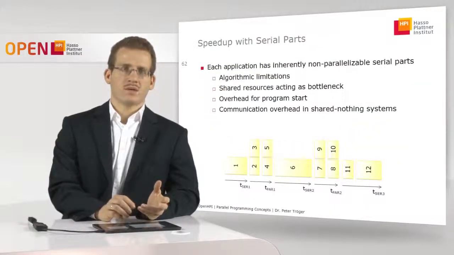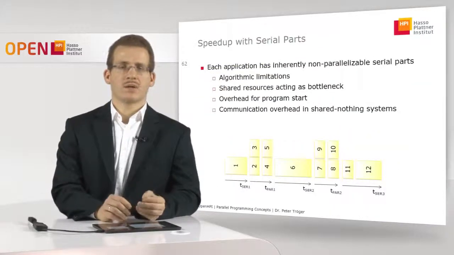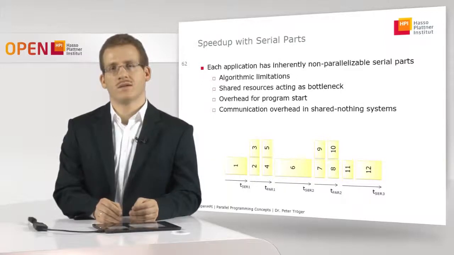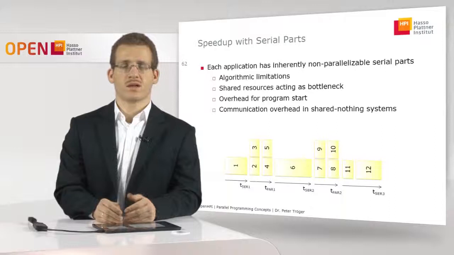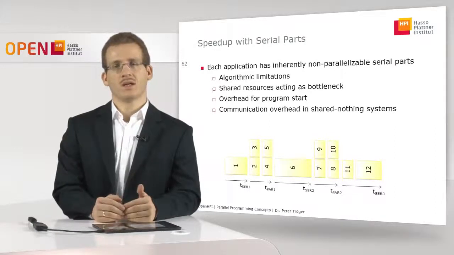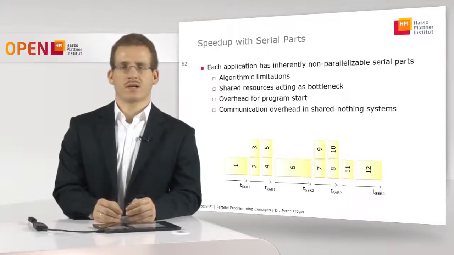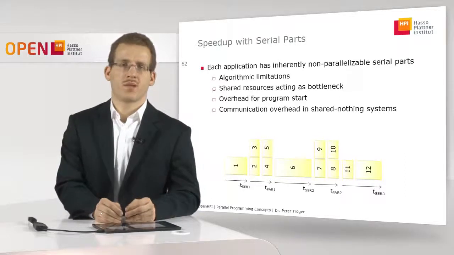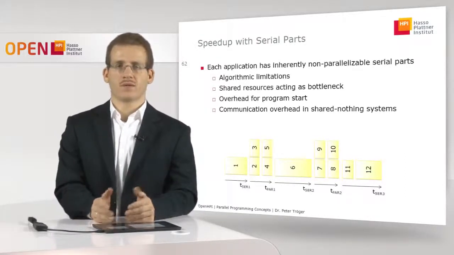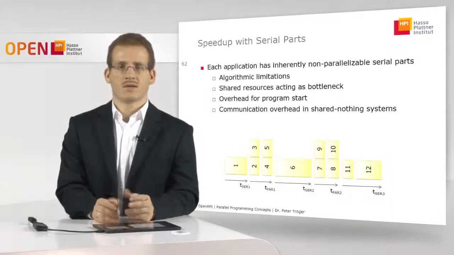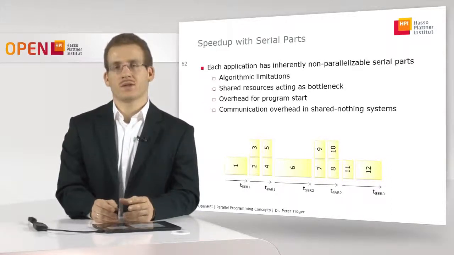Load imbalance is one relevant aspect we can find in the overall problem of speedup. Another relevant aspect with speedup are the so-called serial parts. Each software application has parts that cannot be parallelized. What are these parts? What are examples for that? You may know them from your own practice. The most typical example is the application startup.